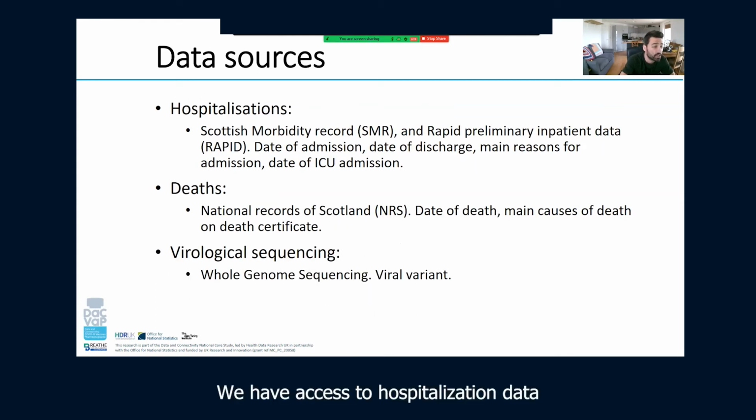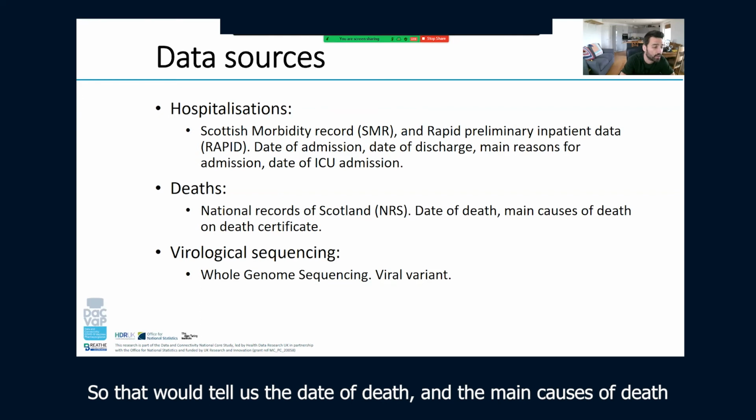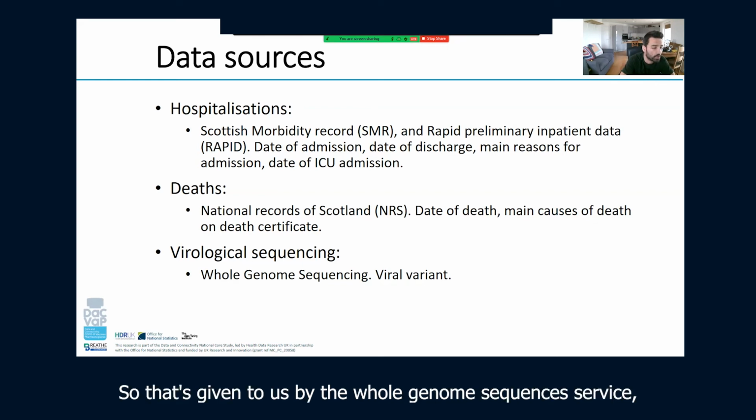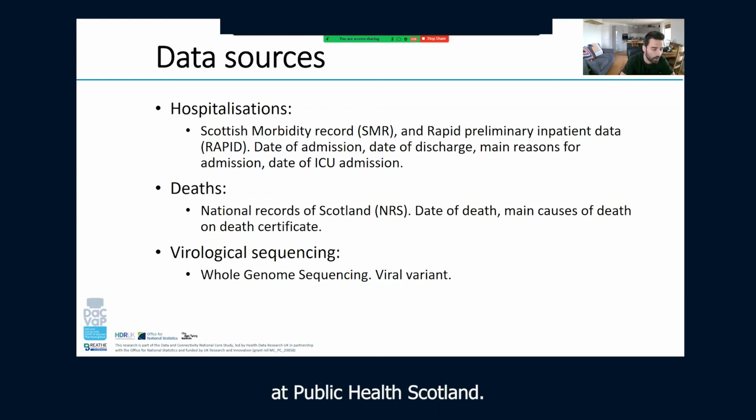We have access to hospitalization data that comes from the Scottish Morbidity Record and the Rapid Preliminary Inpatient Data. From that, we get the date of hospital admission, date of discharge, the main reasons for admission, and the date of ICU admission, intensive care, if they were admitted to intensive care. We have deaths from the national records in Scotland, which tell us the date of death and the main causes of death on the death certificate. We have virological sequencing, given to us by the whole genome sequencing service at Public Health Scotland, which tells us which variant of the COVID virus you have, so Omicron or Delta and so on.